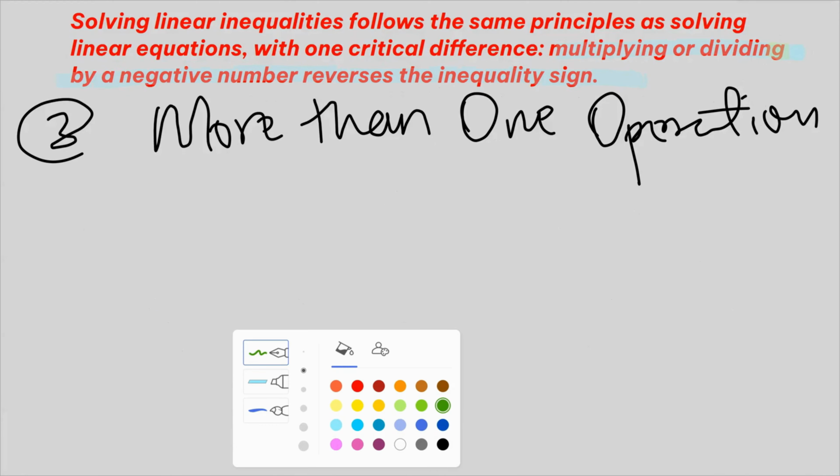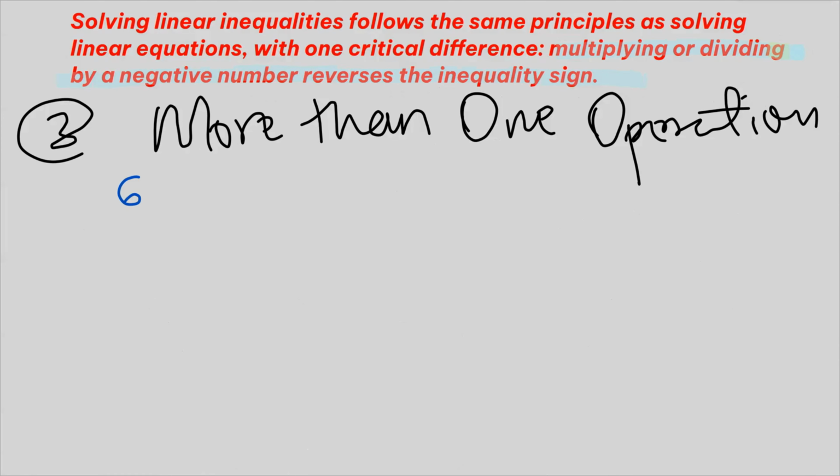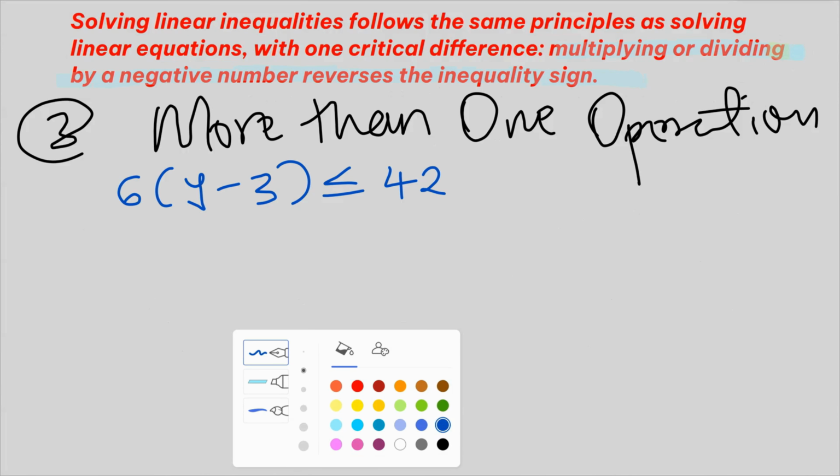Now for this one, we need to solve for y. Let's have here 6, and let's have y here. Then y minus 3. Then let's say that it's less or equal to 42. Now to solve this one, we'll use the same principle.